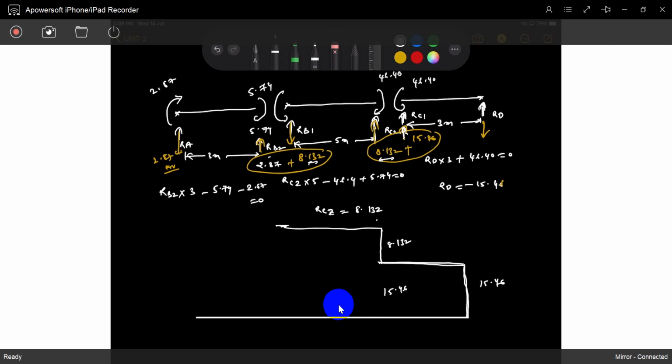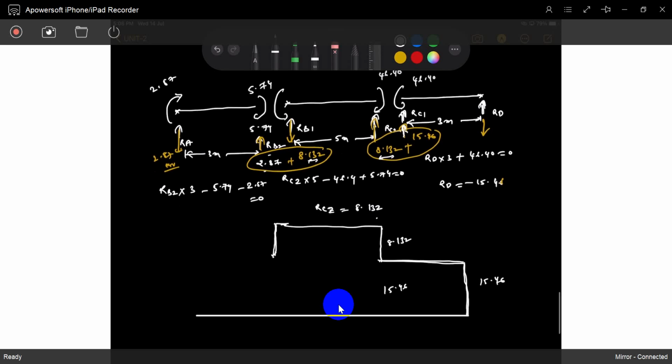So 2.87 comes directly. Okay, 2.87, just decreasing. So 2.87 downwards, 2.87 downwards, right? Where is it wrong? Something, it's 8.312, it's 15. So again it's a reaction. So there is no change at all.